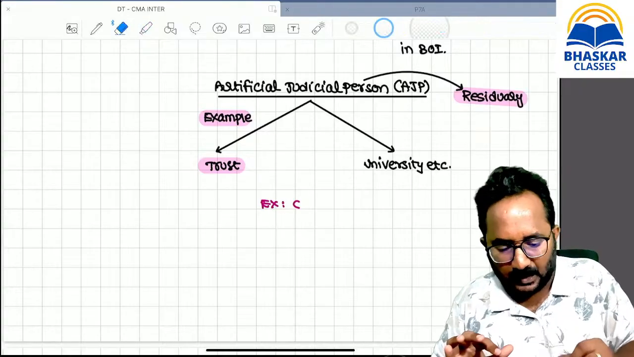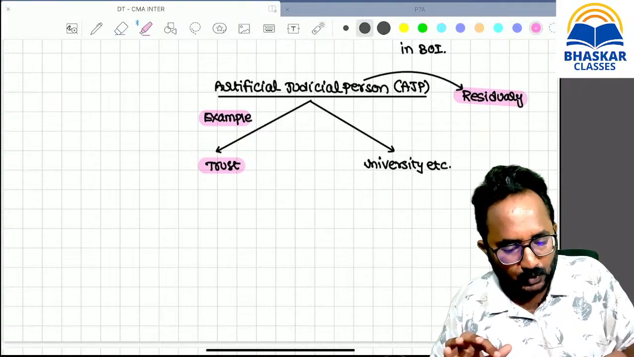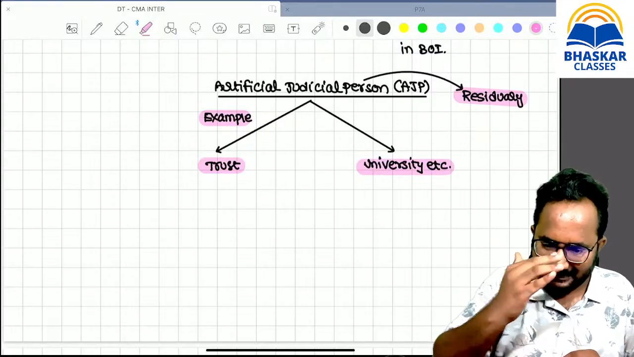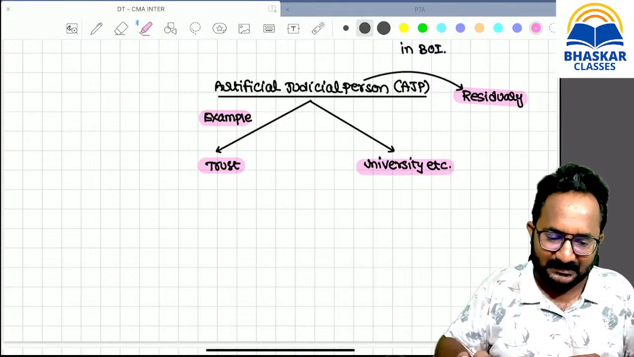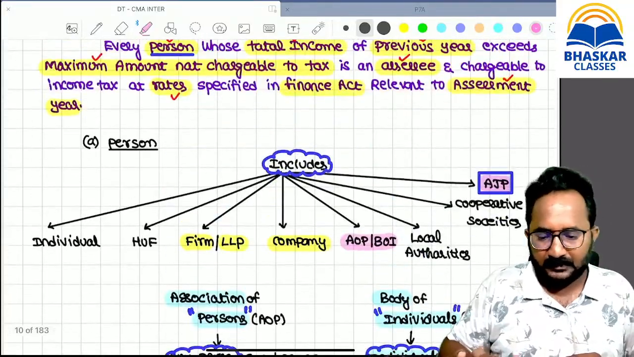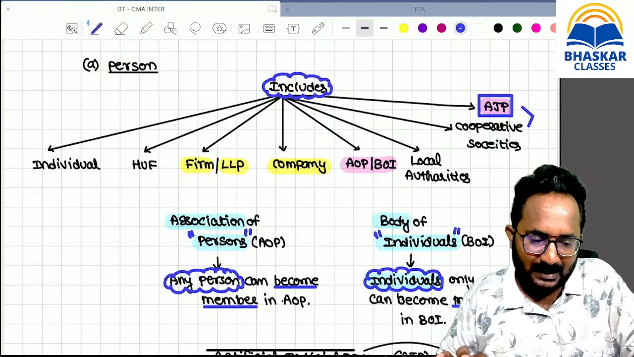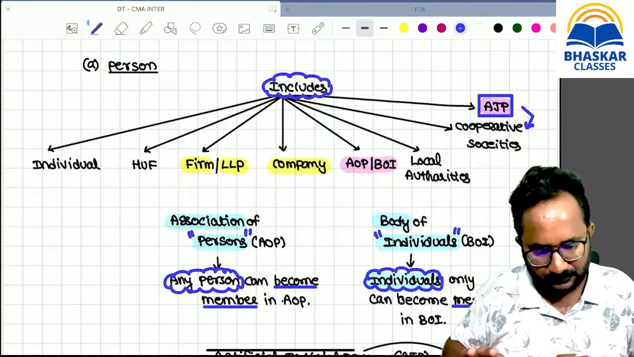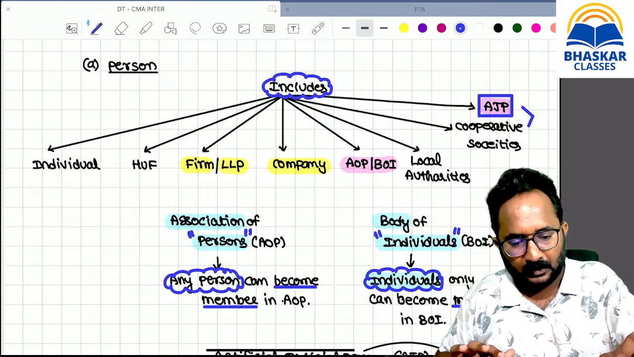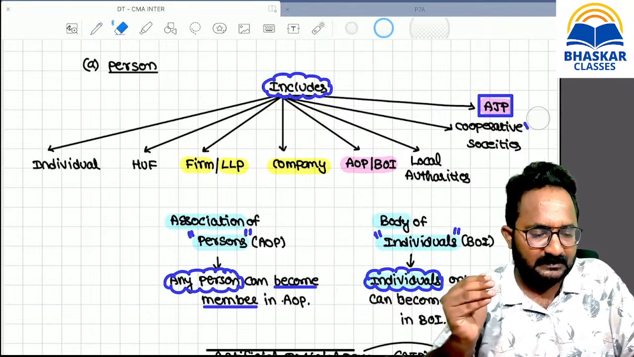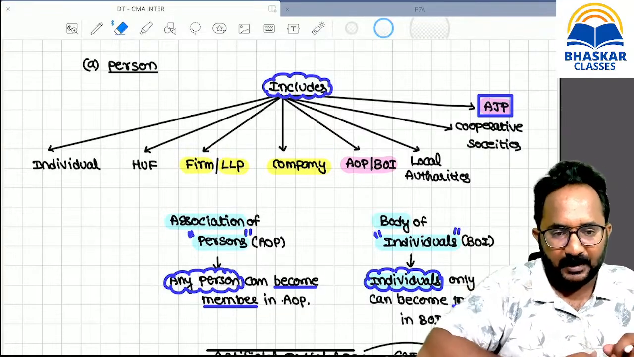Yes ma, for example trust, universities, RBI, statutory authorities, all these things we can call as AOP. Simply we can say cooperative society also as an AOP, but I am saying it separately for a reason. Remember, cooperative societies is one example of AOP, but no need to refer, we can read cooperative societies separately.